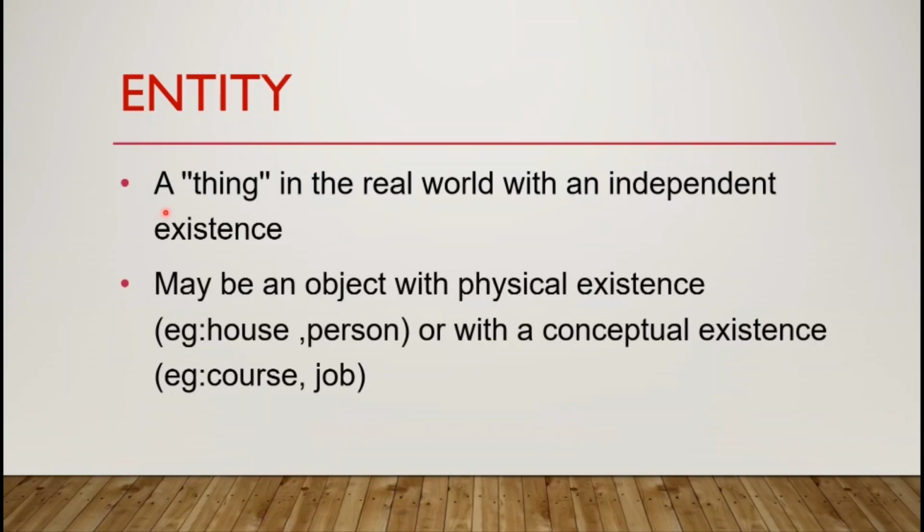Now, what is an entity? A thing in the real world with an independent existence is called an entity. It may be an object with physical existence, for example, a house or a person, or an object with a conceptual existence, for example, a course or a job. So basically, an entity is a thing or object that has its own identity or that can be identified easily. So this is what an entity is.